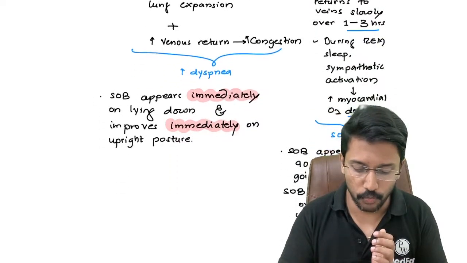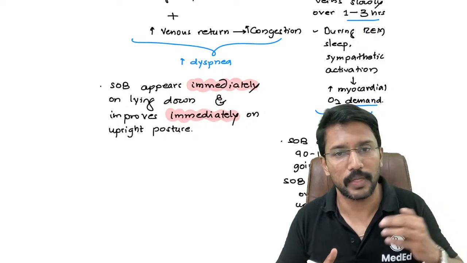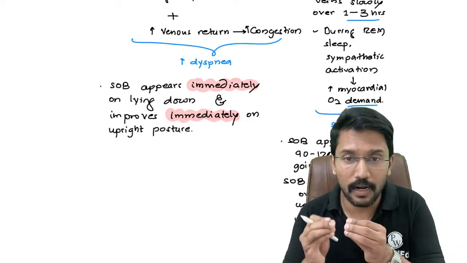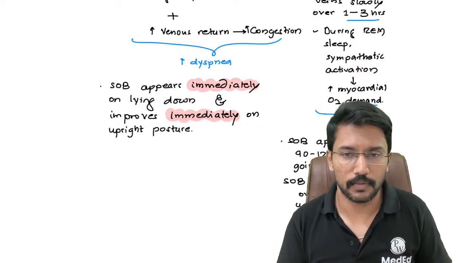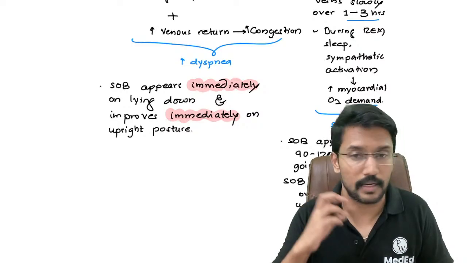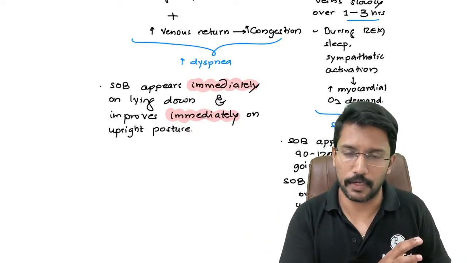Second, during sleep, we go into the rapid eye movement phase of sleep where there is activation of the sympathetic nervous system. Activation of the sympathetic nervous system in a failed heart leads to a lot of consequences. What is that? If we activate the sympathetic nervous system, heart rate increases, myocardial oxygen demand increases. It is a failing heart. It may not get that demand supplied. So it worsens the heart failure.